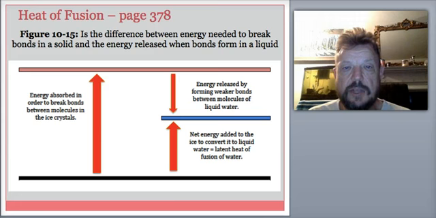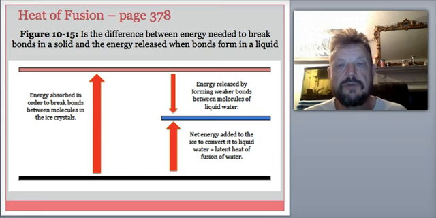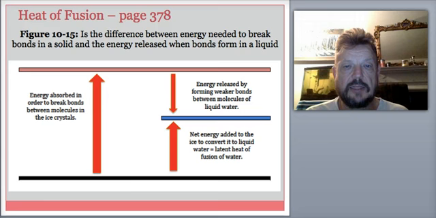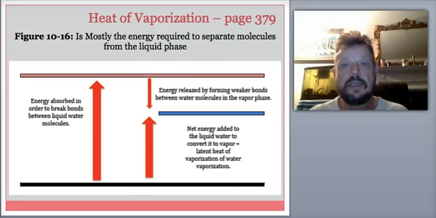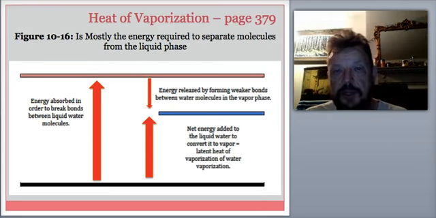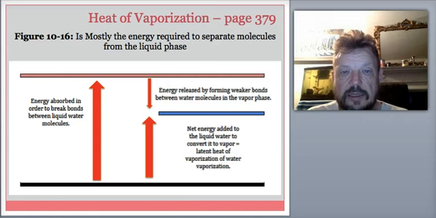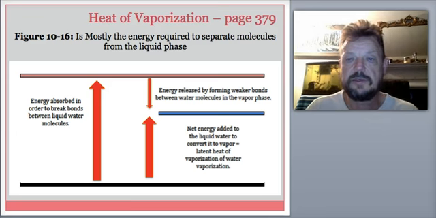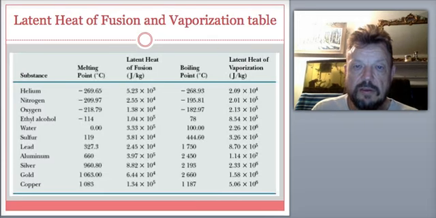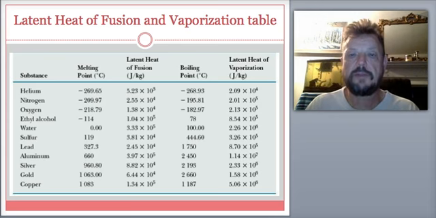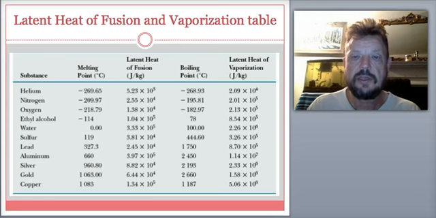Heat of fusion on page 378 is the difference between the energy needed to break bonds in a solid and the energy released when bonds form in a liquid. You can take a look at this on page 378. Heat of vaporization is on the next page, page 379. It is mostly the energy required to separate molecules from the liquid phase. You also have a latent heat of fusion and vaporization table in your textbook. It is on the same page as one of the graphs before.